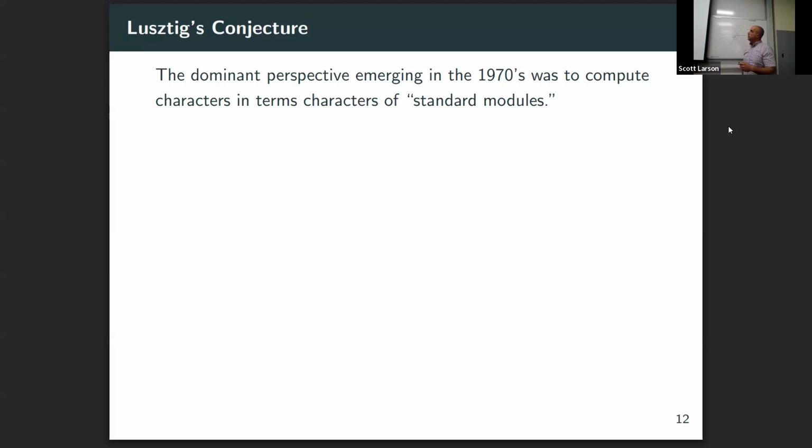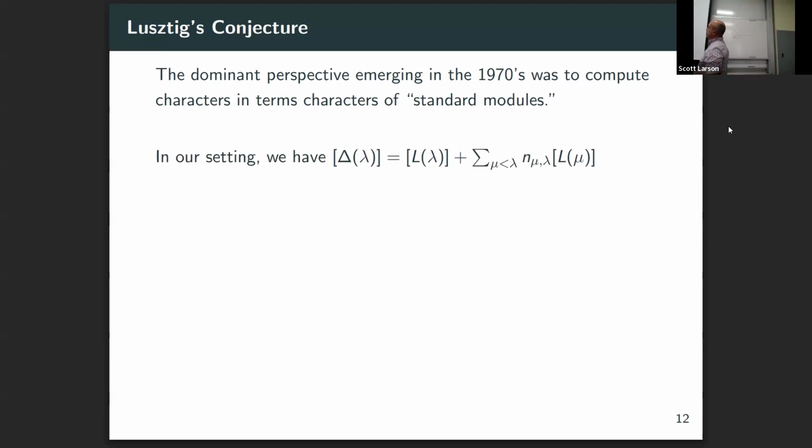was it became normal to try to take the character of a module you're interested in and write it in terms of something whose character was easier to write down. And the main example would be Verma modules, which are infinite dimensional modules, but their characters are extremely easy, in principle, to write down what's in them. And so that viewpoint sort of took over.